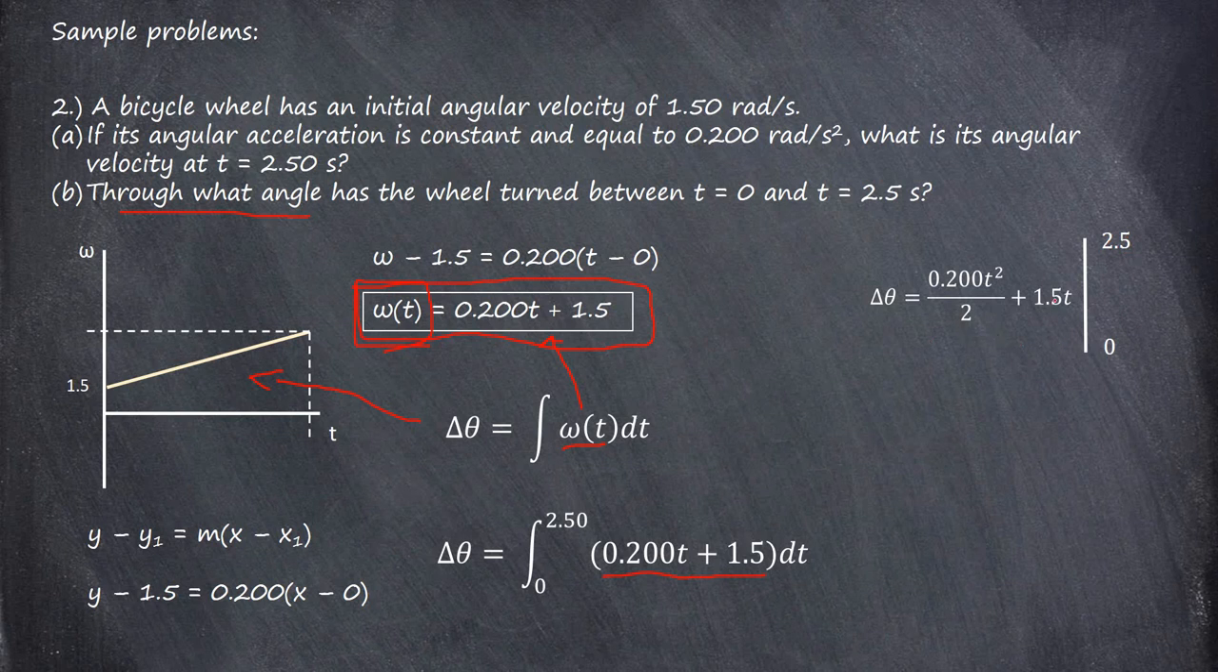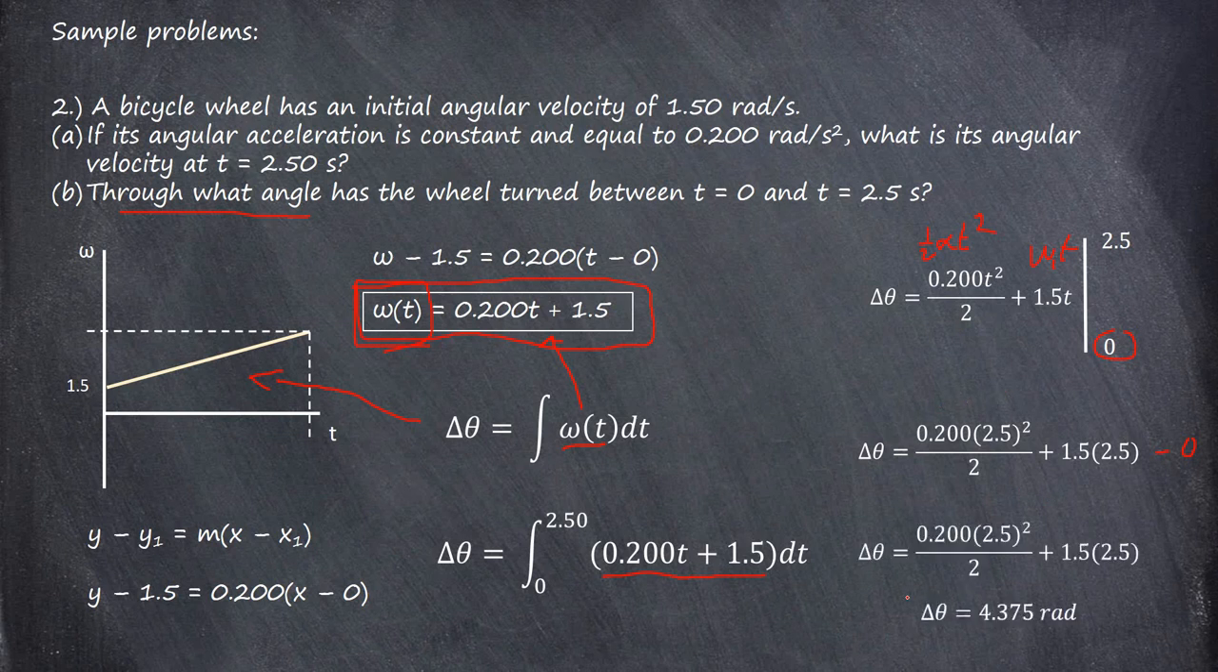Let me pause for a moment. Doesn't this look like omega i t plus 1/2 a t squared, right? So we just derived the kinematic equation. Substituting 2.5, we have this minus 0 because everything else is 0 for this evaluation. And we are now left with numbers and we get 4.375 radians.